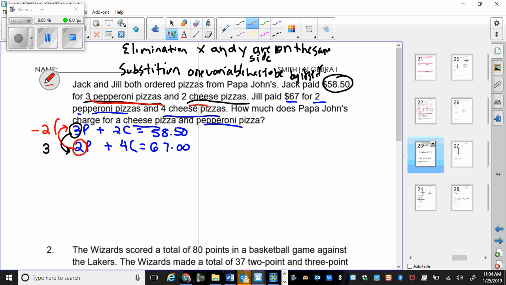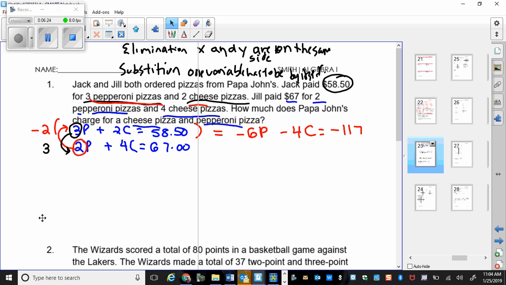So let's draw our parentheses. Each term, okay? So -2 times 3 is -6 P's, okay? -2 times +2 is -4 C's, okay? -2 times 58.50 is -117. Okay, so we're good for that.